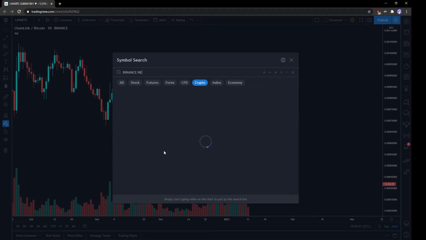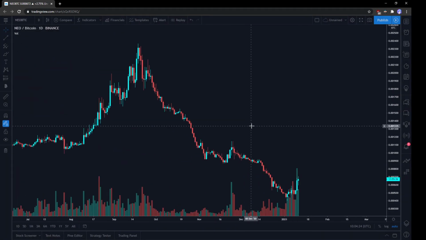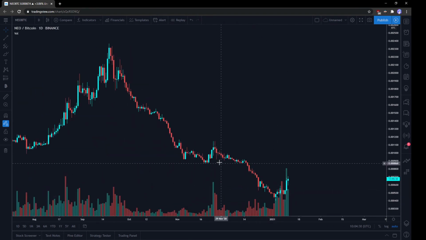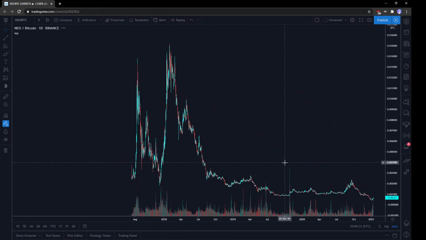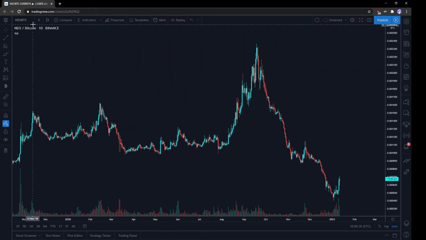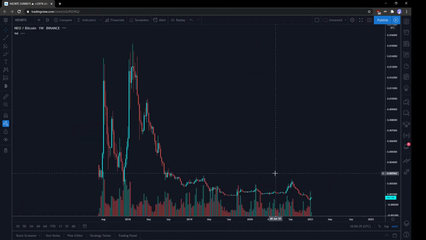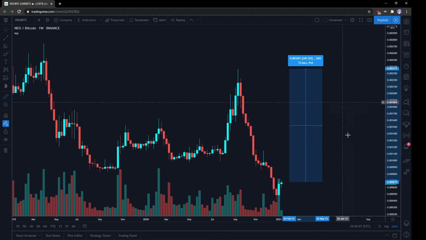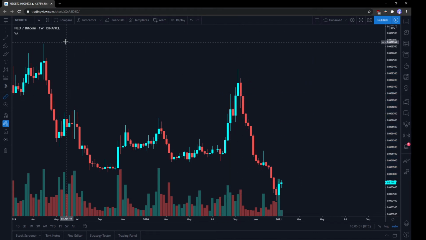NEO, I think it's a little bit like EOS. Oh, we are getting some volume here and some buy volume, which is great. If you go to the weekly time frame, we have a lot of space to go up, so it could be interesting to create a swing trade strategy on this one. So let's do this.